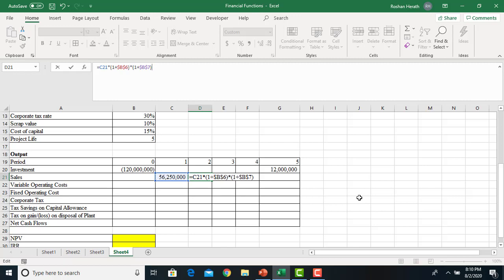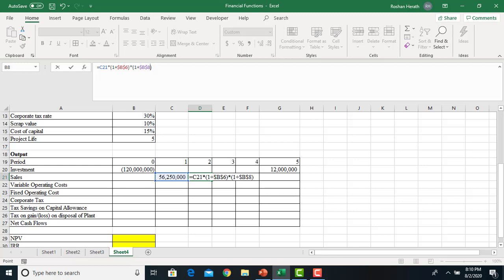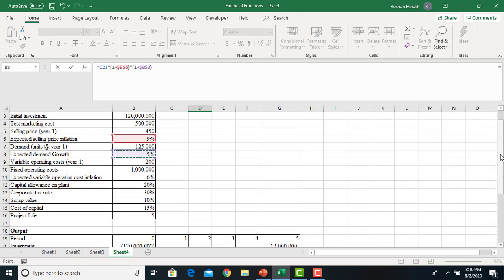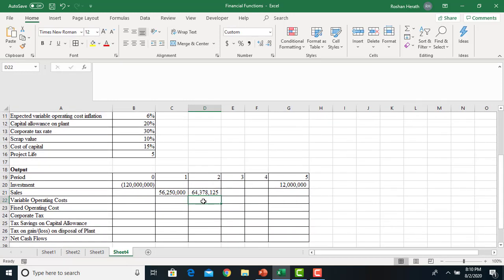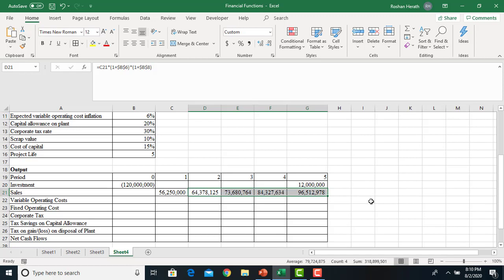Okay, we have taken that. Sorry, it should be B8. I made a wrong reference. Sorry for that. It should be expected demand growth B8. B6 and B8, verify yourself. B6 is there, B8 is there. Yes, fine. So if you get it correctly, you can enter that. So it's 64 million. Now you can simply drag it up to the 5th year. So this is your sales. The corresponding sales are identified. You have accommodated the sales price growth as well as the demand growth.